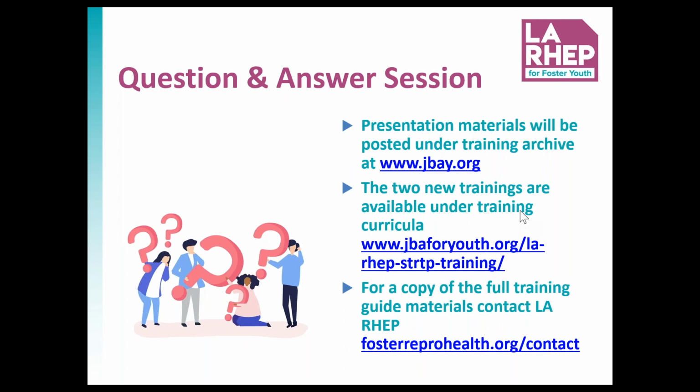For sexually transmitted infections and prevention, the age is 12 or older. For mental health related services, it's 12 or older, and you can look at the materials in the training for information on other minor consent laws.